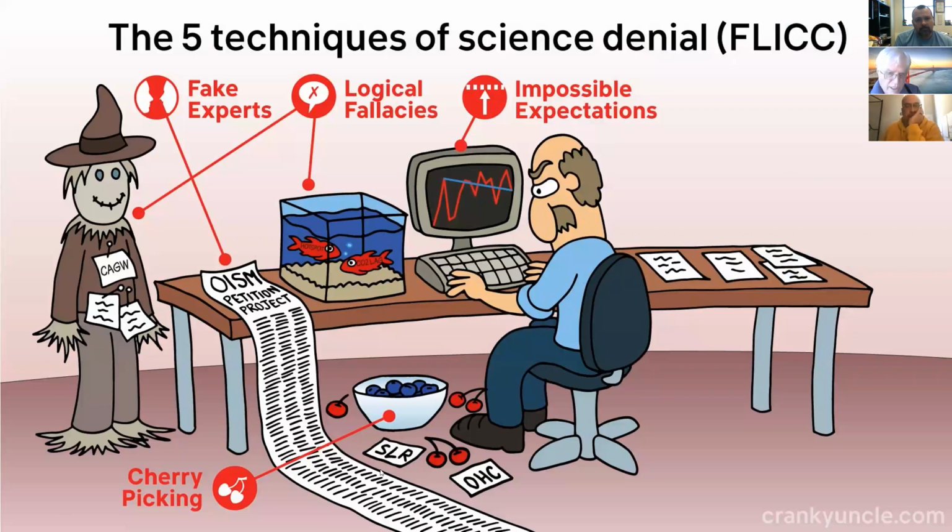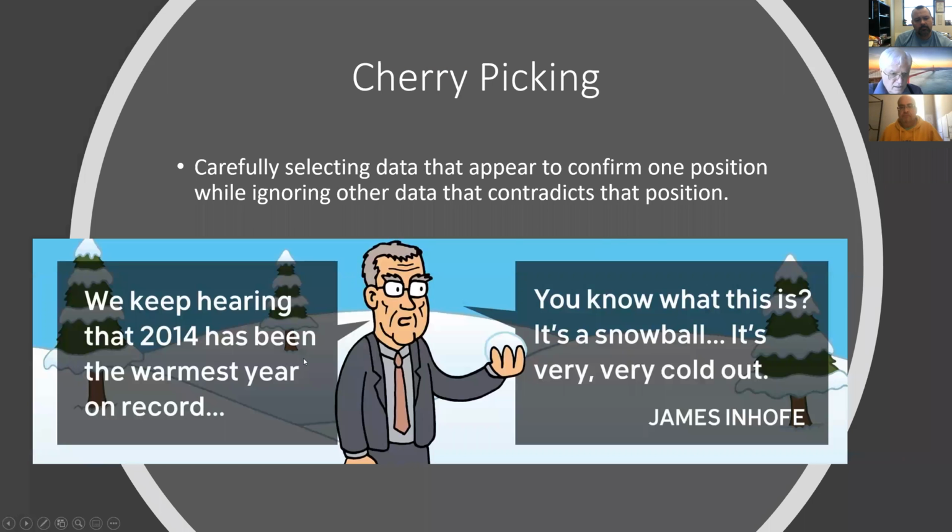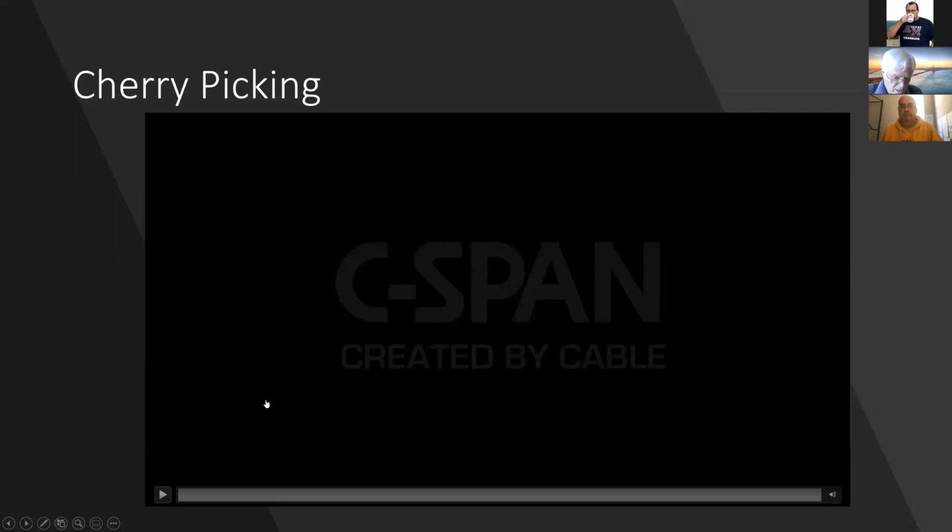Okay, and then we have cherry picking. So you just pick a few examples that aren't representative of the whole. And we have a good example of this. This is our senator to the north, James Inhofe, who I think just was reelected. And here's a little clip from him.